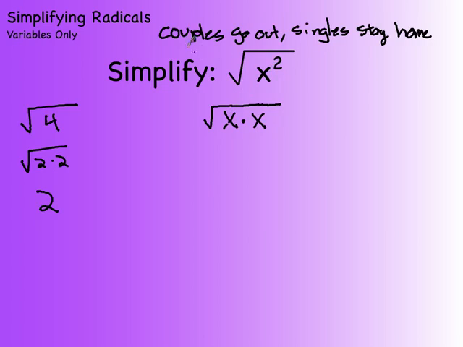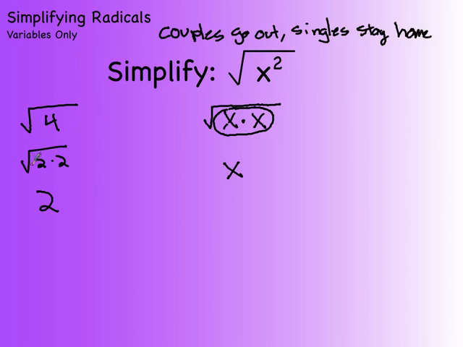So in this case, we have a couple that's going to go outside the square root. We know the square root of x times x is just going to be x. And since there's nothing left inside the square root, we don't need it anymore. See, back with our number example, because we're a little more familiar with numbers, we had the square root of 4, which would be our x squared.